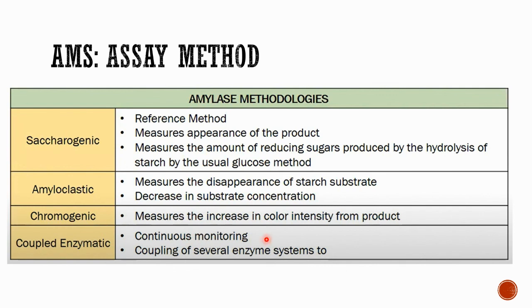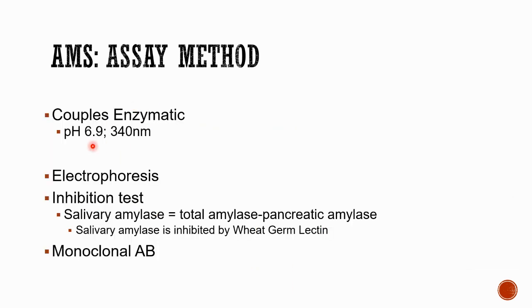For chromogenic, it measures the increase in color intensity, and coupled enzymatic is continuous monitoring of the test. Coupled enzymatic utilizes a pH of 6.9 at 340 wavelength. We can also use electrophoresis and inhibition test. Inhibition test lets us identify the specific amylase concentration. Salivary amylase equals total amylase minus pancreatic amylase. Salivary amylase is inhibited by wheat germ lectin, and we can also use monoclonal antibody.